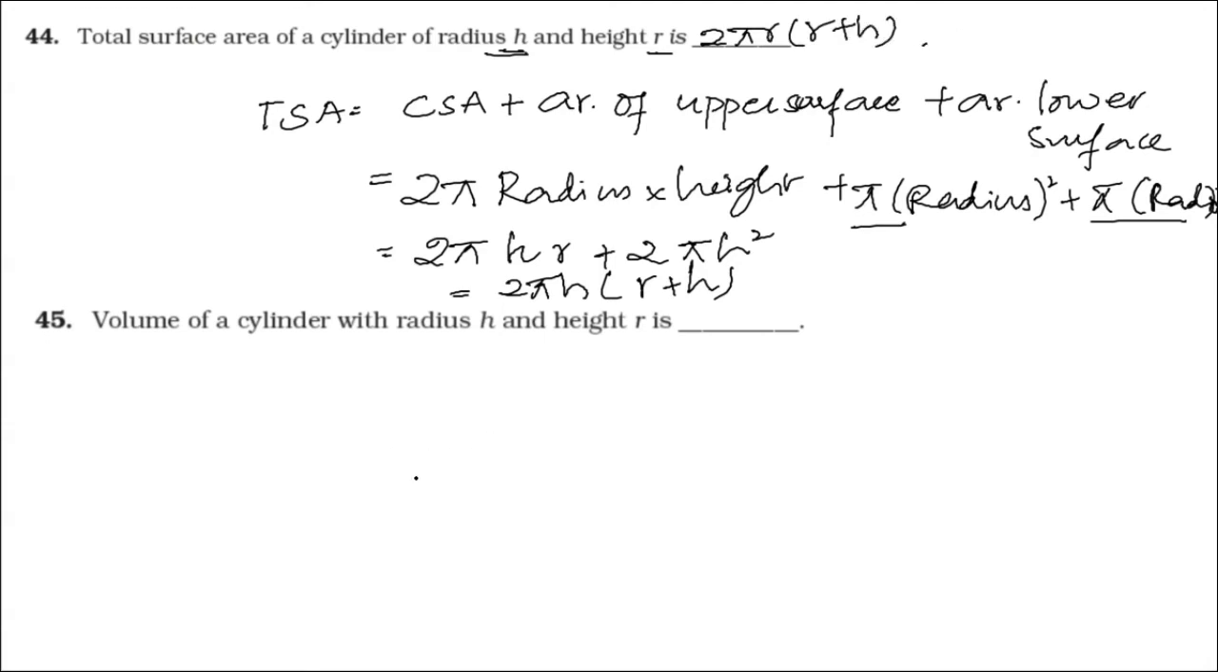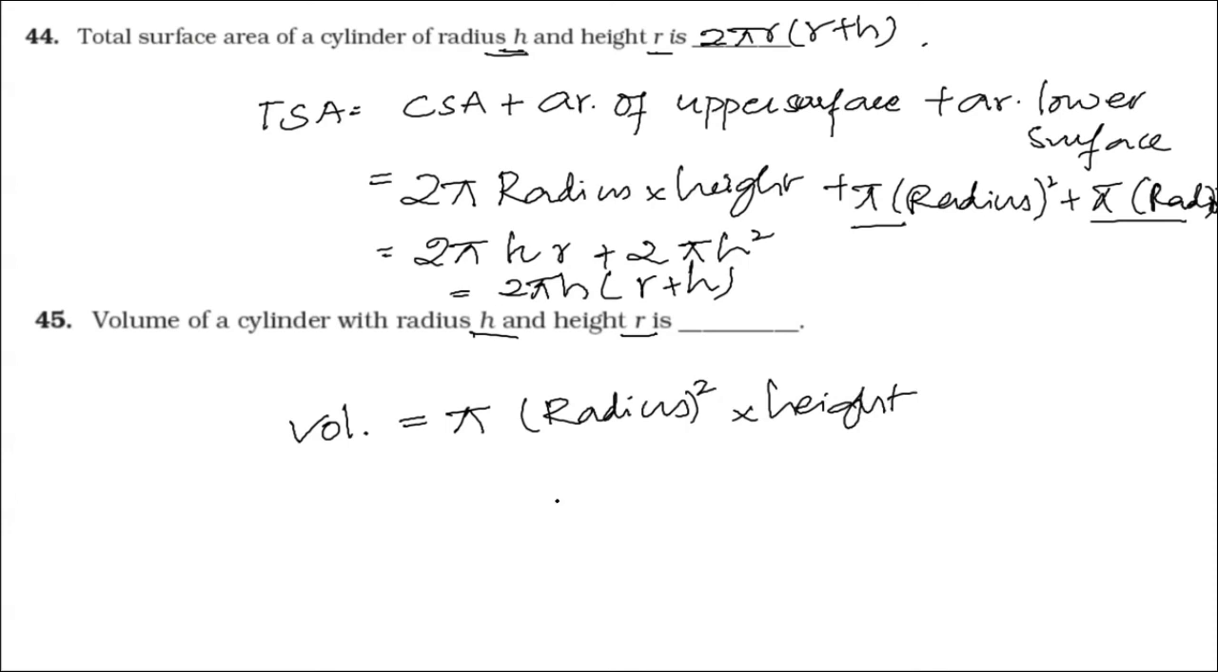Moving on to question number 45. What will be the volume of the cylinder if radius is h and height is r? We all know that volume is given by pi r square h, which is radius square into height. Pi times radius square is h square multiplied to r. So pi h square r will be the volume, pi h square r.